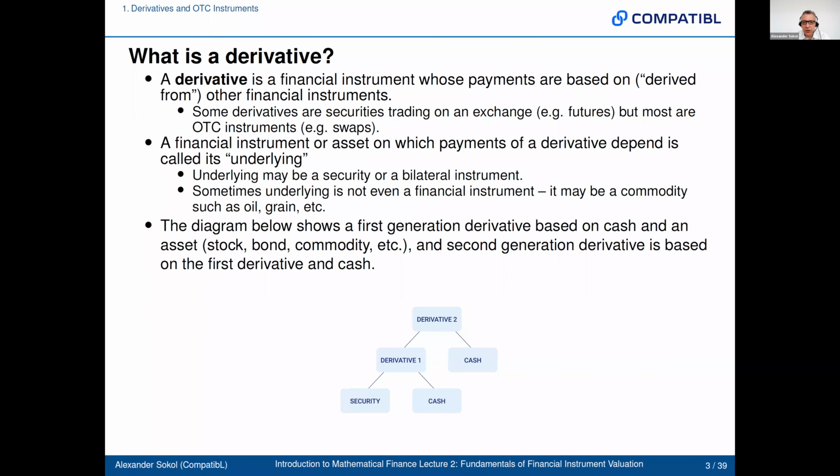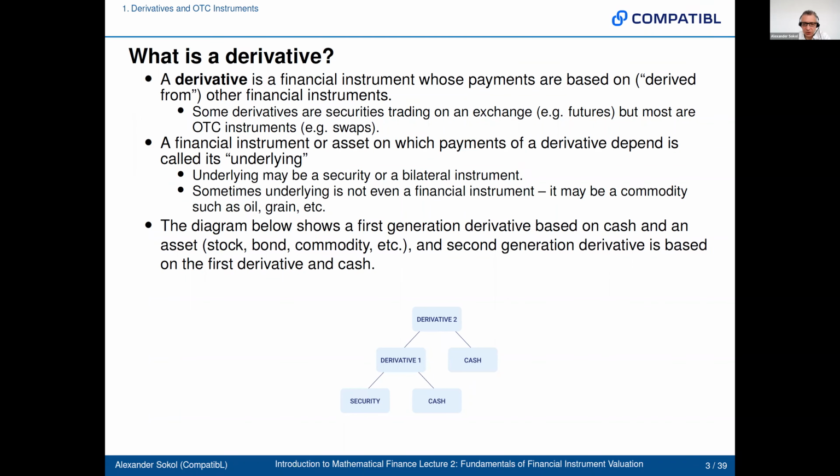The diagram below shows a first generation derivative based on cash and an asset, such as stock, bond, or commodity. The second generation derivative can be based on this first generation derivative and cash. So in this diagram, we have security and cash, and based on them, we have the first derivative. Then if you combine the first derivative with cash, you can build on top of it a second generation derivative, based on the first generation derivative, which is based on something that's not a derivative.